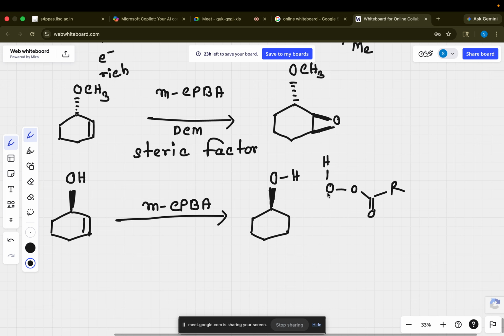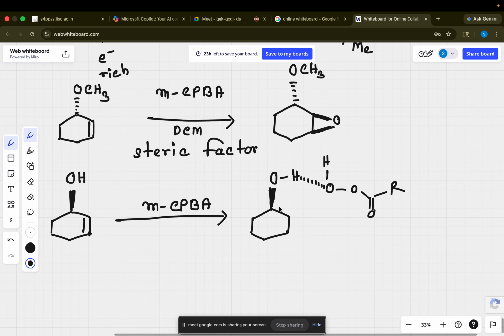Okay, so this electrophilic oxygen will do hydrogen bonding. If you have an OH functional group, or any kind of acidic proton, what is the condition for hydrogen bonding? You need one electropositive and one electronegative element. That's it, right? So here this H proton from your OH functional group and this oxygen from your MCPBA reagent will do hydrogen bonding.